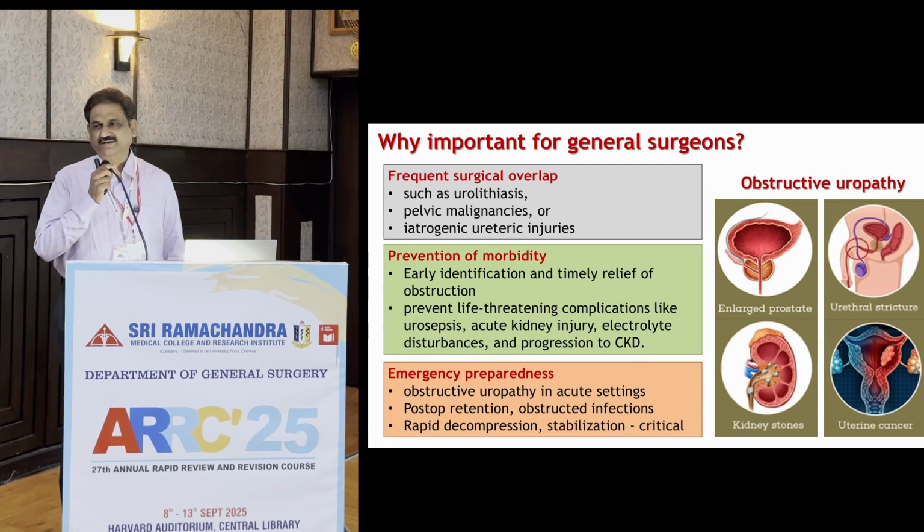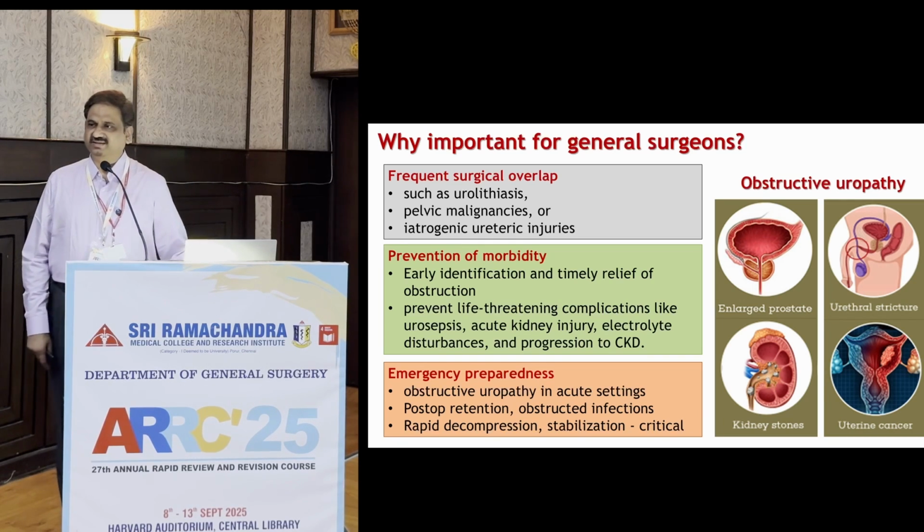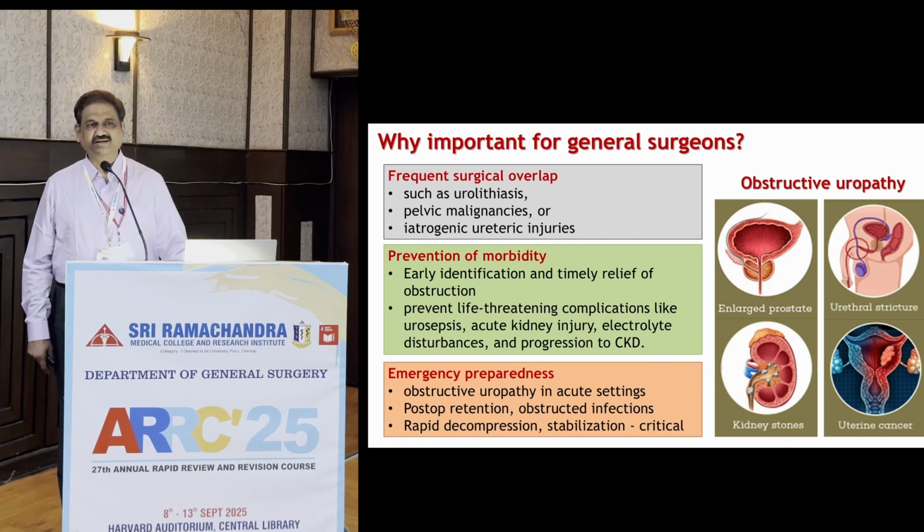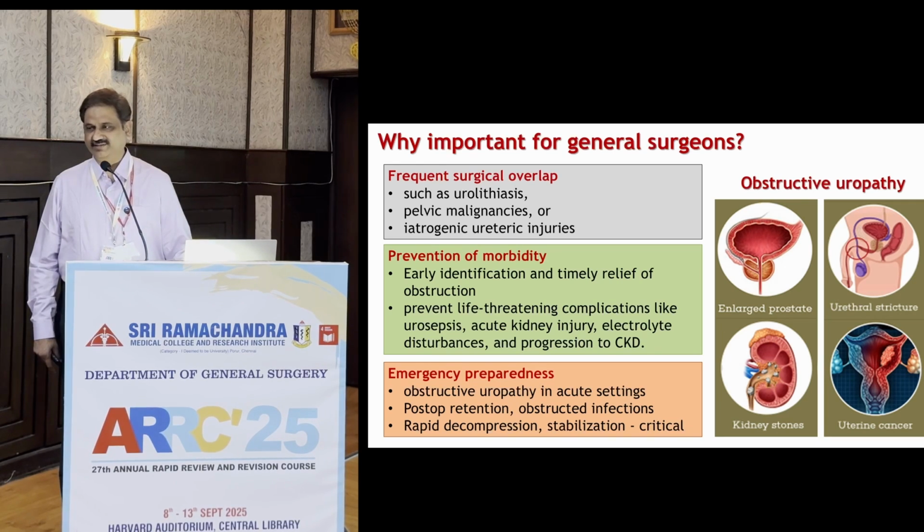Why is it important for a general surgeon to know about obstructive uropathy? It's because there is always a considerable overlap between what the general surgeon sees in general practice and what the urologist sees. About 30 to 40% of the cases that a general surgeon sees in their regular practice will have some sort of a urological connection.